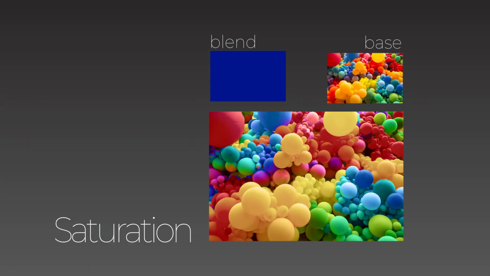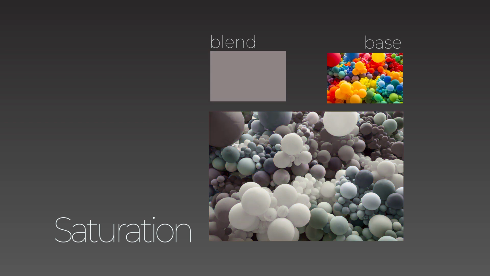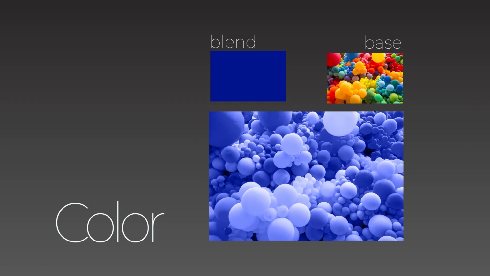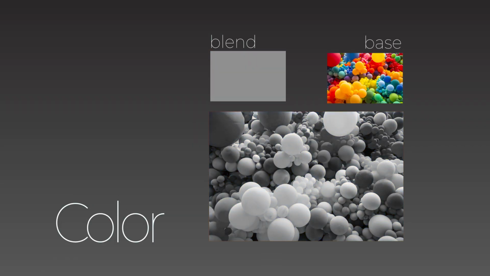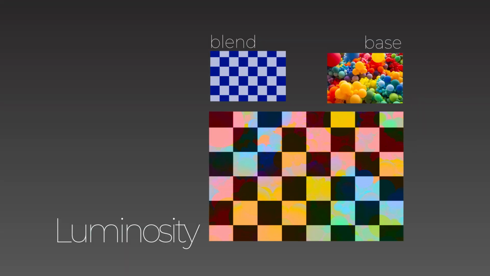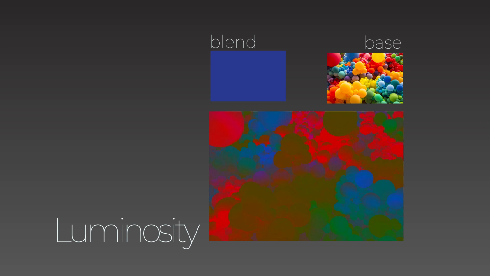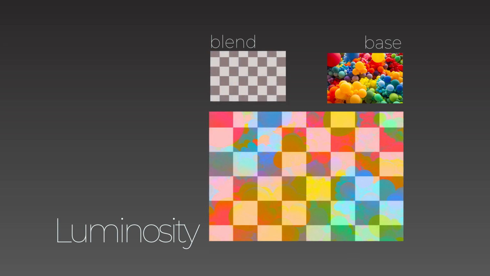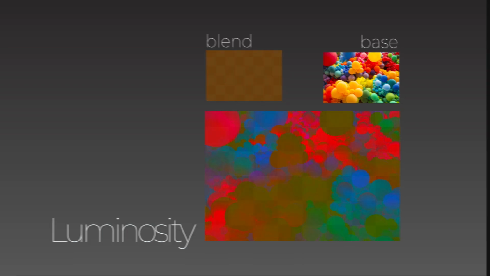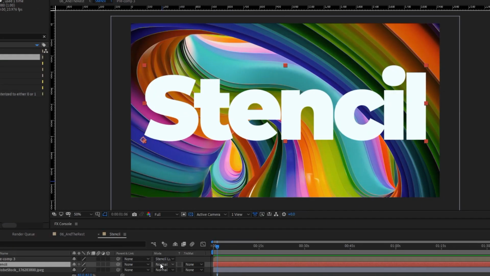If we select saturation, the result will maintain the saturation of the blend layer, but take the hue and luminosity of the base layer. If we select color, we keep the hue and saturation from the blend layer and only take the luminosity data from the base layer. If we select luminosity, we only take the luminosity data from the blend layer and take the hue and saturation from the base layer. HSL blend modes are useful in recoloring shots and used extensively in turning black and white images into color.